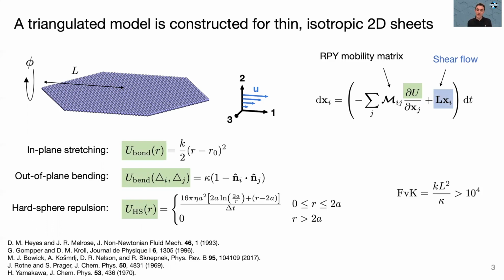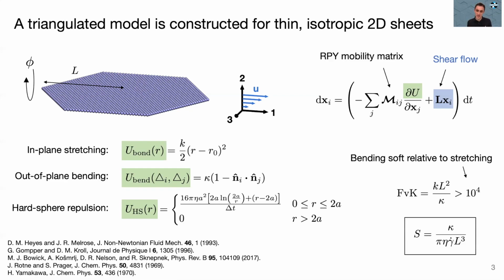There are two governing dimensionless groups of this system. The first is the Föppl-von Kármán number, which represents the ratio of stretching forces to bending forces. All of the sheets I'm going to talk about today exhibited very high Föppl-von Kármán numbers, so bending is very soft relative to stretching modes. The second dimensionless group is something we denote as S, which relates the bending rigidity to the shear energy. I'm going to put this in all slides. It's the dimensionless group I'm going to be focusing on the most.